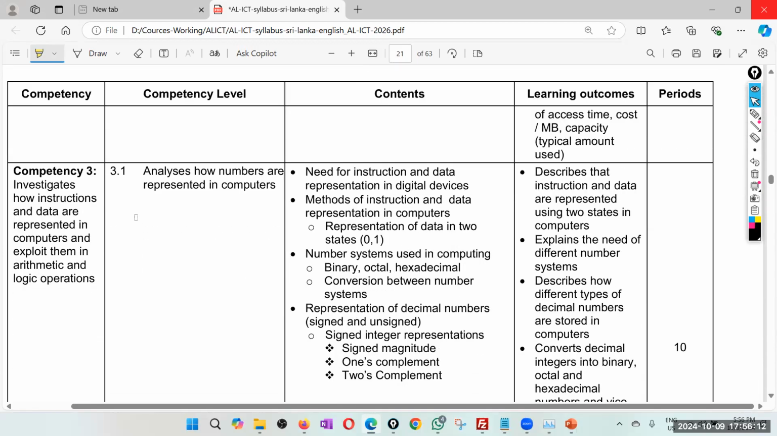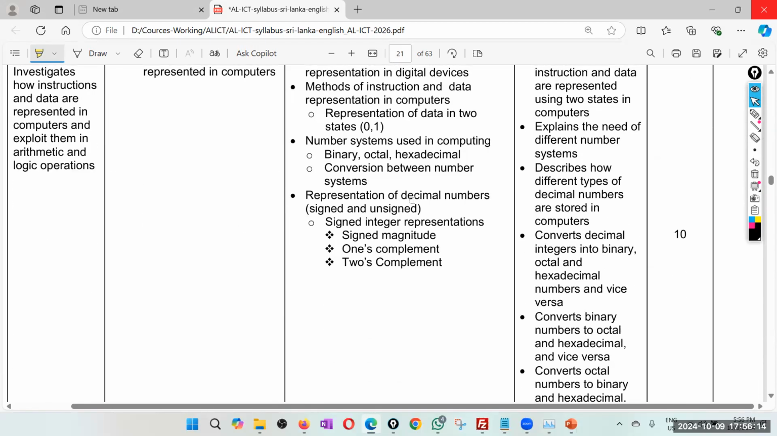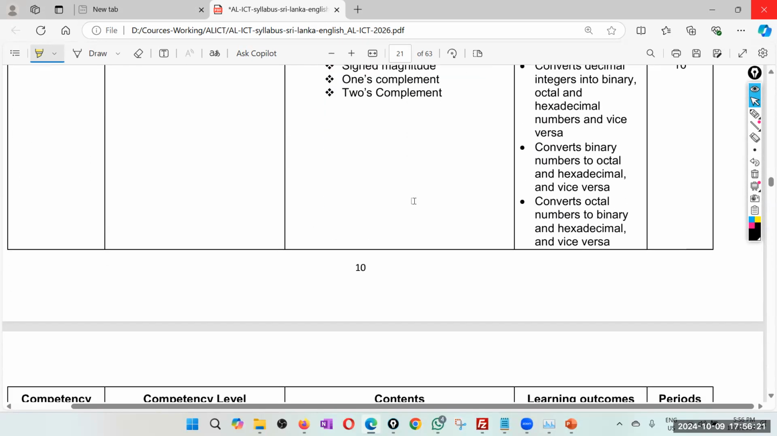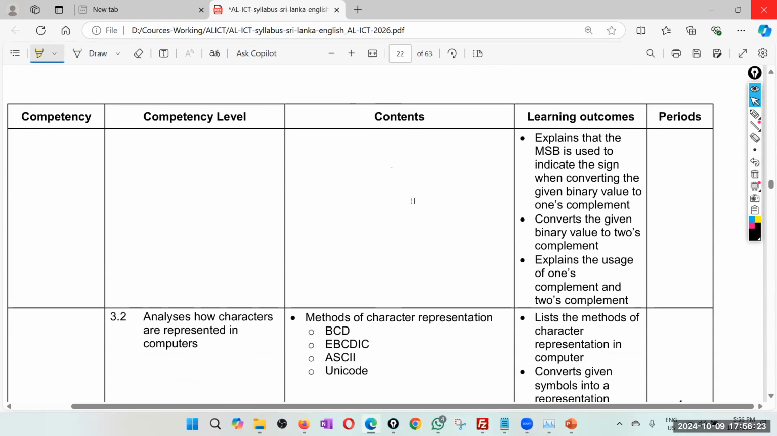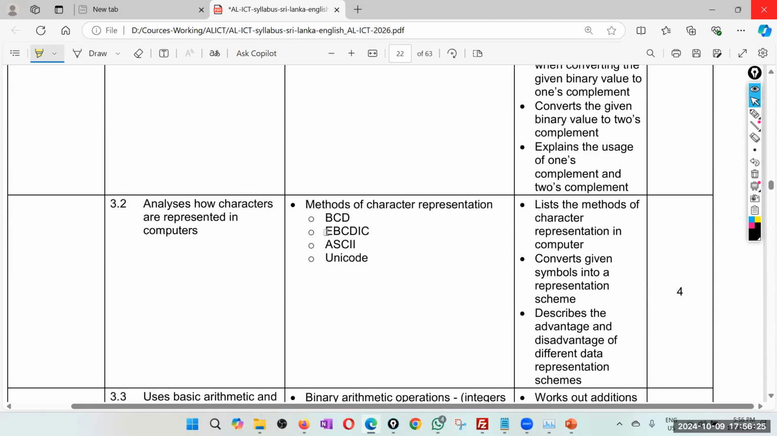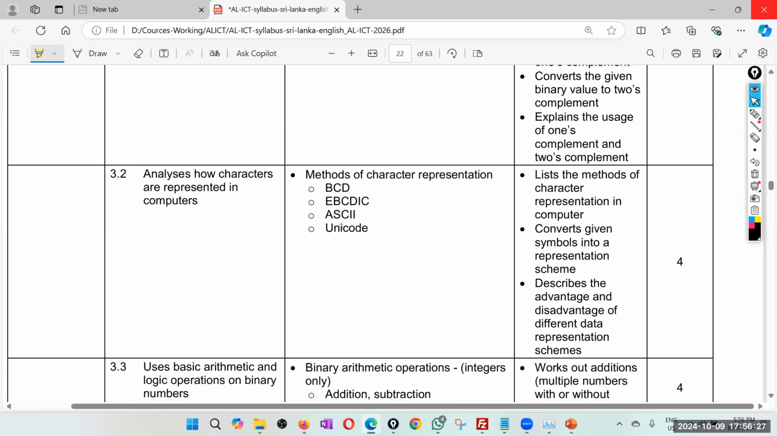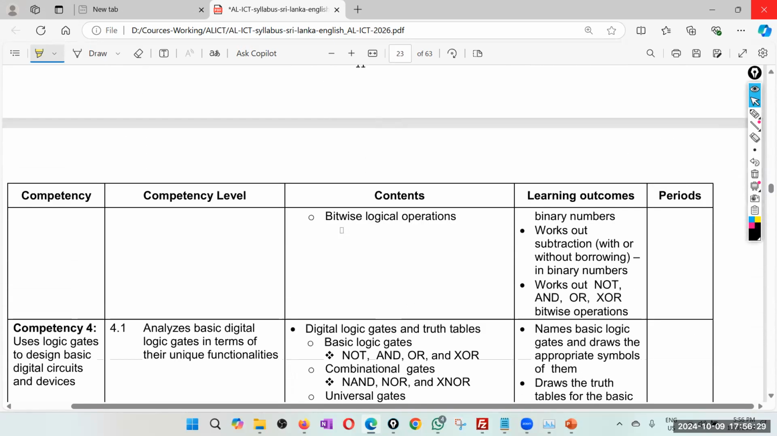Then we will move on to topic 3, how to represent data: representing numbers in computers, representing characters in computers, representing audio, video, images, a little bit. It's not a very big topic. So then you are done with topic 2. Topic 3 is not a big topic. Maybe we can do it in 3 to 4 weeks.